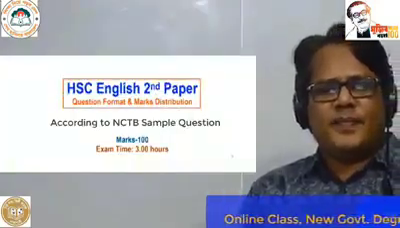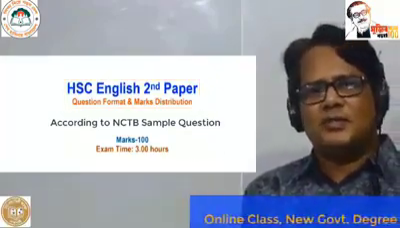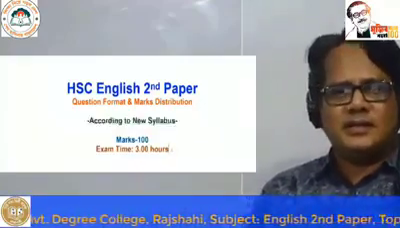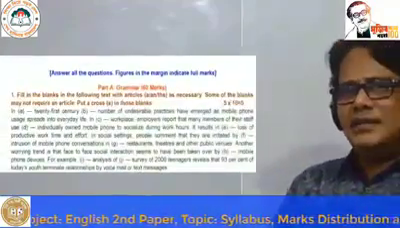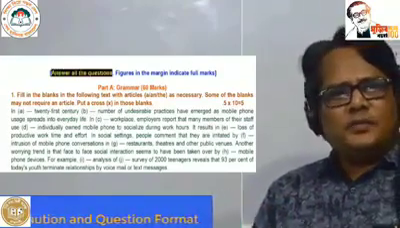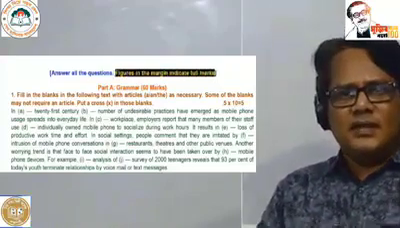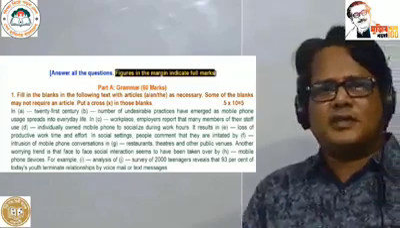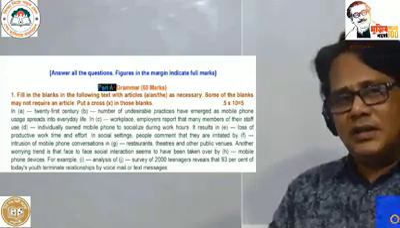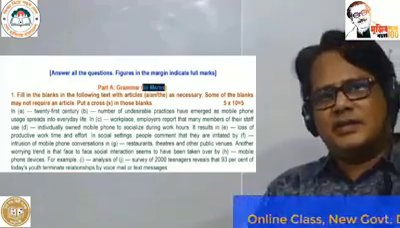Dear learners, now we will discuss the question format and mark distribution according to NCTB sample question. Total marks is 100 marks, and the exam time is of course 3 hours. In your question paper, there will be instruction like this: answer all the questions. Figures in the margin indicate full marks. And part A will be grammar items. There will be 12 grammar items as I have told you earlier, and the marks is 60 marks.